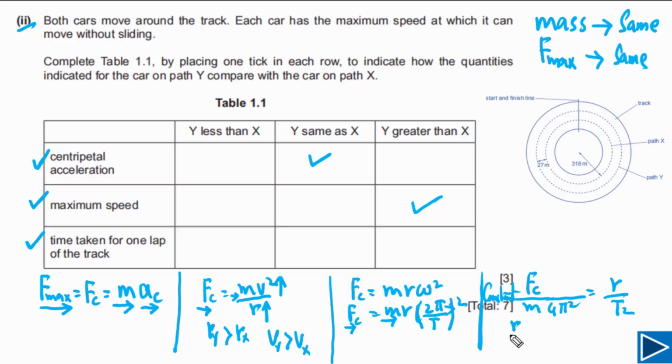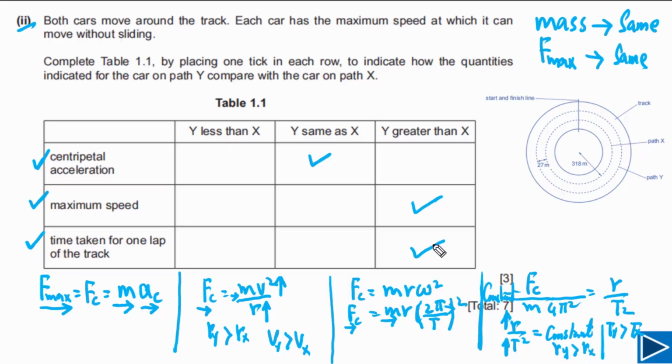It simply means that the ratio of R over T squared has to be constant. Now if R is bigger, this quantity is bigger, so time has to be greater to keep the ratio constant. So it means if Ry is greater than Rx, the time taken to complete one cycle for Y will be greater than the time taken by X. So Ty has to be greater than Tx.